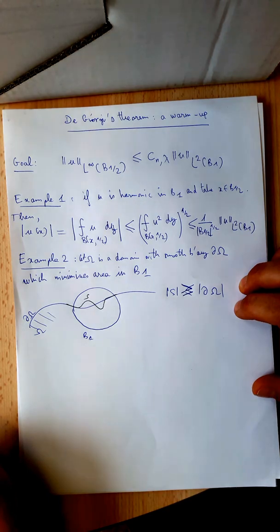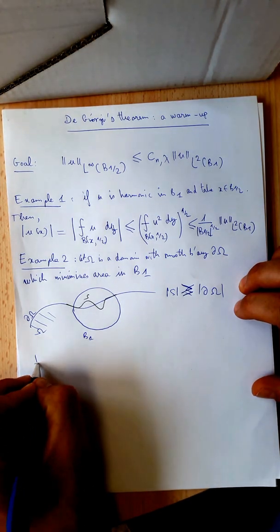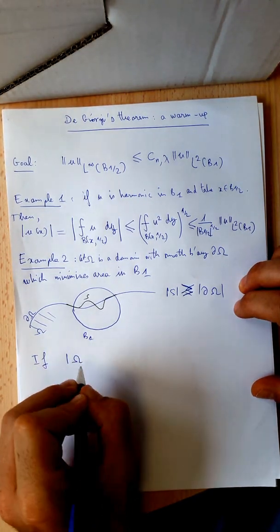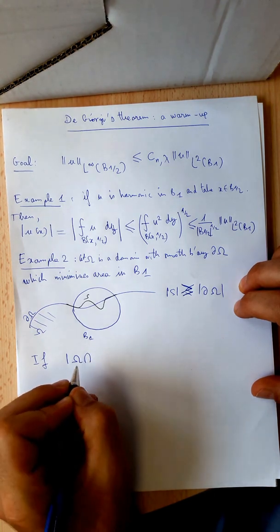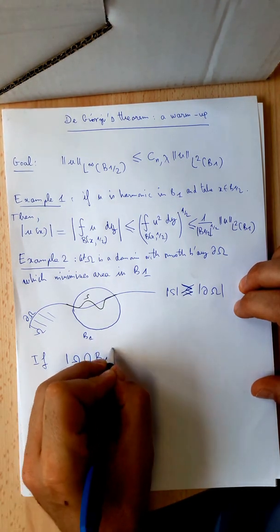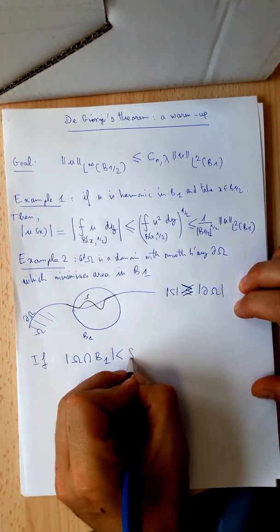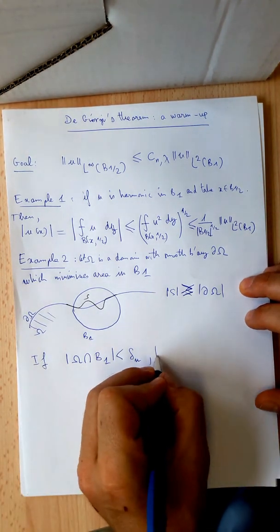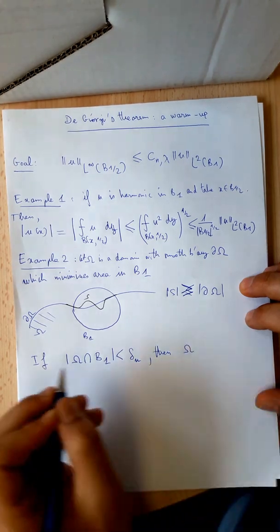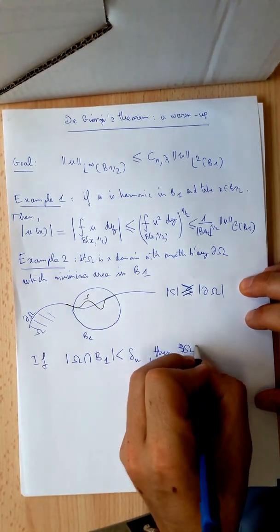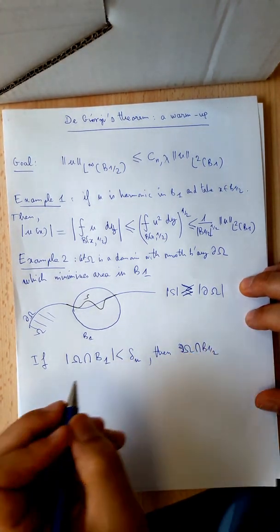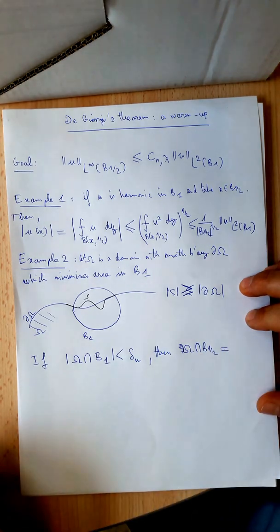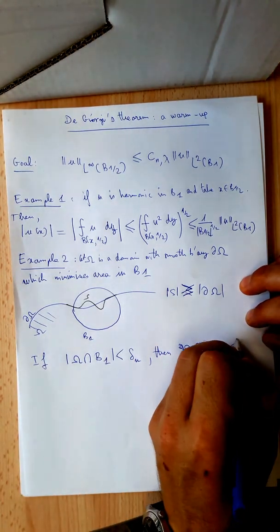And now we're going to assume the following. We're going to assume that the volume of omega contained in the ball of radius 1 is very small, smaller than some fixed constant depending on dimension only. Then, in fact, you don't have minimal surfaces. In other words, for a minimal surface, the intersection of omega and the ball of radius 1/2 is empty.